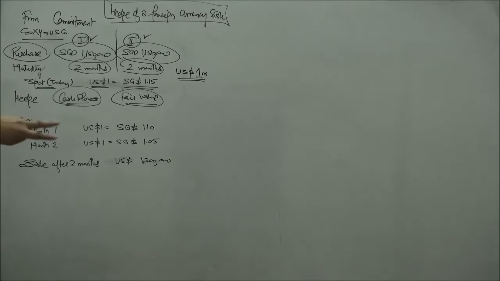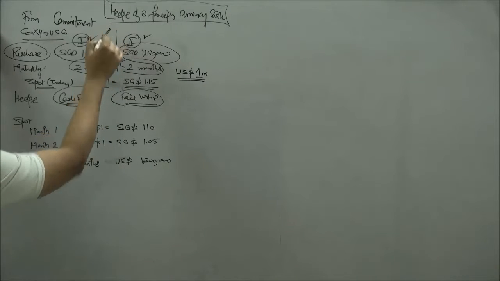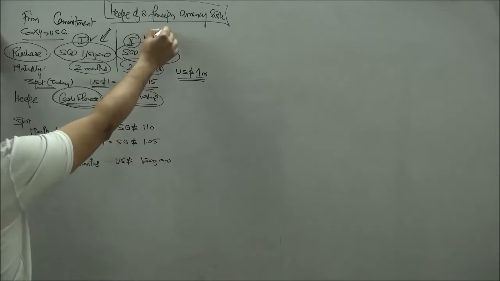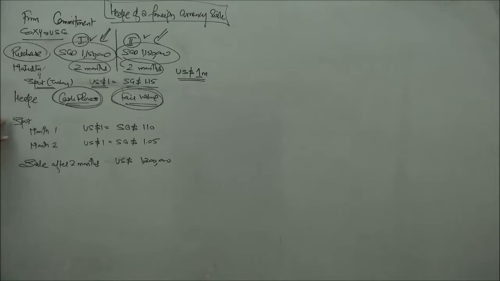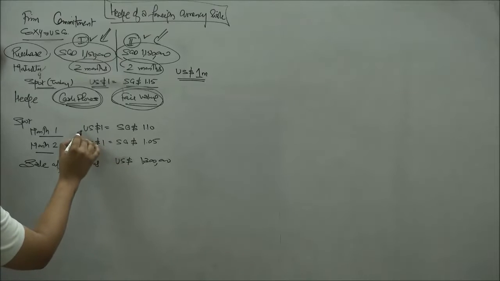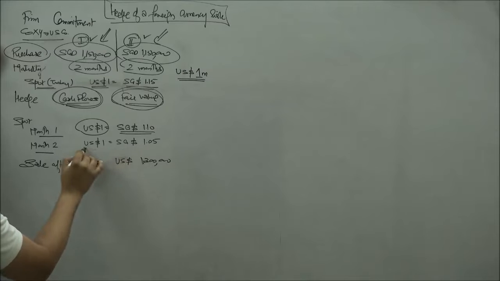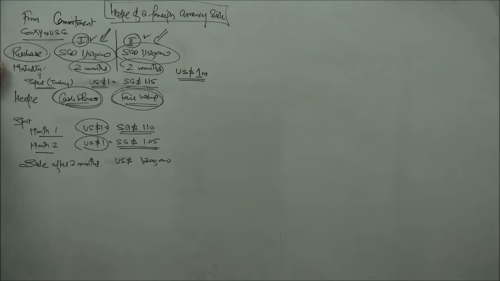Now, this company decides to classify the first hedge as under a cash flows hedge, and the second as under a fair value hedge. There are also two reporting dates given, at the end of month 1 and month 2, where the spot rates are US dollar 1 equal to SG dollar 1.10 and US dollar 1 equal to SG dollar 1.05.